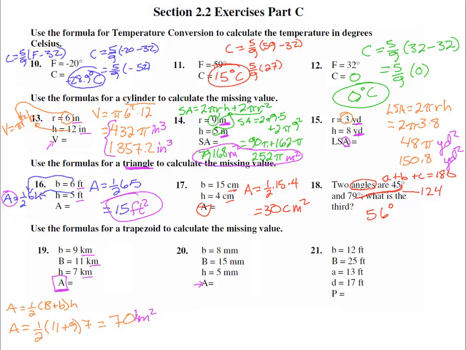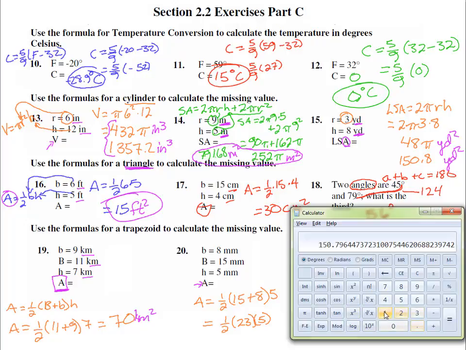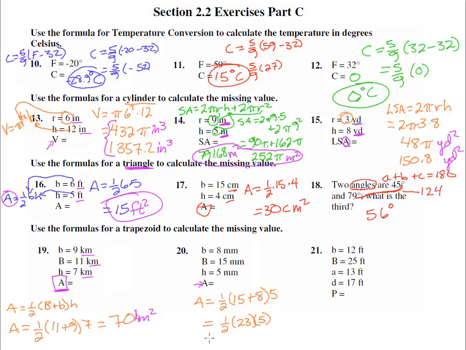So area will equal 1/2 the big B plus the little b times the h, which is 5. So we get 1/2 times 23 times 5. Oh, we're going to start getting some decimals here, so I'm going to pull out my calculator and use this. 1/2, which is 0.5, times 23 times 5. And we get 57.5.